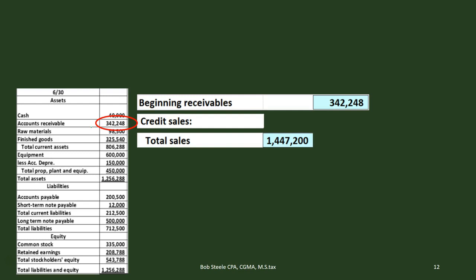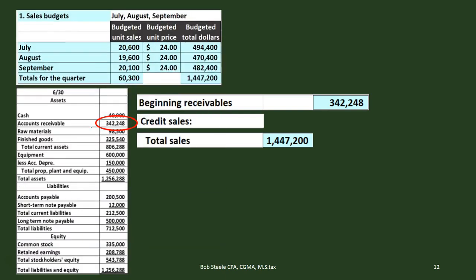And then we're going to add to that the credit sales. So we're going to have to figure out what the credit sales are. A problem's going to have to give you that. In real life, we're going to have to, of course, estimate that. In this case, the problem said that we have 1,447,200 in sales, given by the sales budget here. So here's the sales budget giving us this number here.